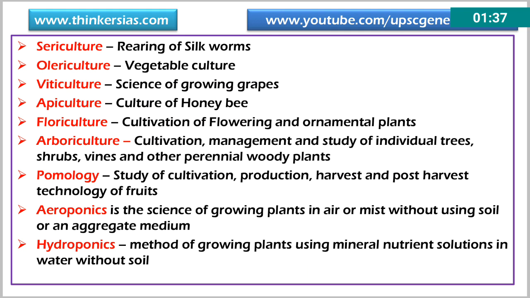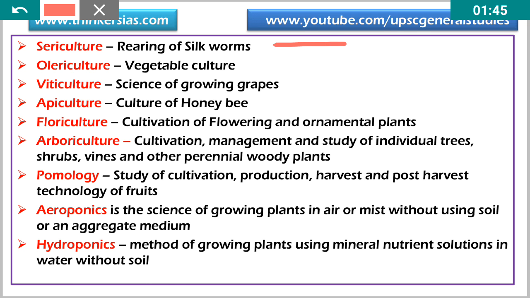Sericulture means rearing of silkworms for silk. There are 4 different types of sericulture. It includes muga, tassar, eri, and mulberry sericulture. So these are the 4.